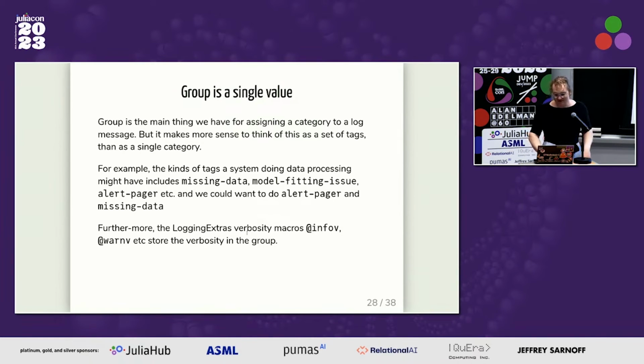Furthermore, LoggingExtras has verbosity macros that I haven't talked about today, but they store the verbosity in the group because the group is one of the only things available to the early filtered logger. So you can't use group at all if you're using verbosity macros. The group has already been set to how verbose to be. So it's a problem that we only have one group, and we should think about how to change that without breaking everything.